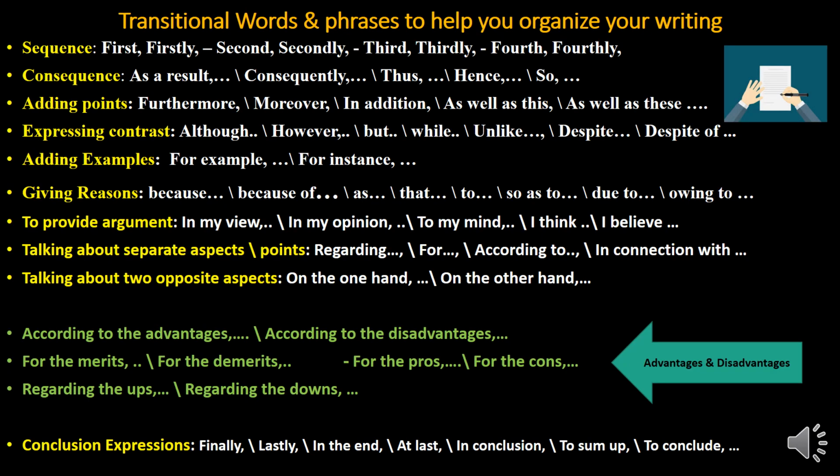Moving on to transitional words and phrases to help you organize your writing. For sequence, you can use first or firstly, second or secondly, third or thirdly, fourth or fourthly. For consequence, you can use as a result, consequently, thus, hence, so. For adding points, you can use furthermore, moreover, in addition, as well as this, as well as these.